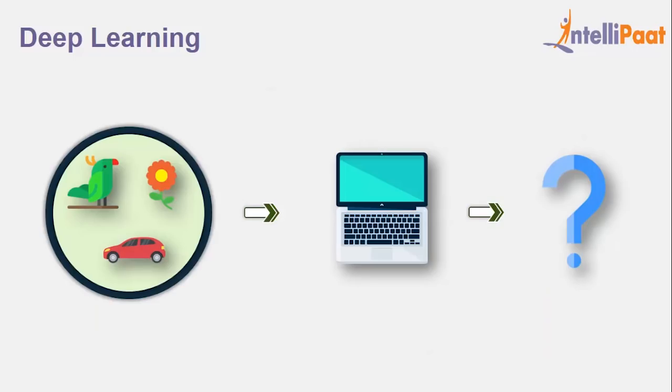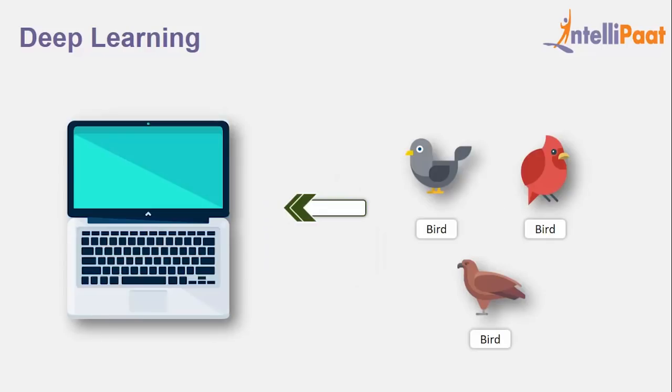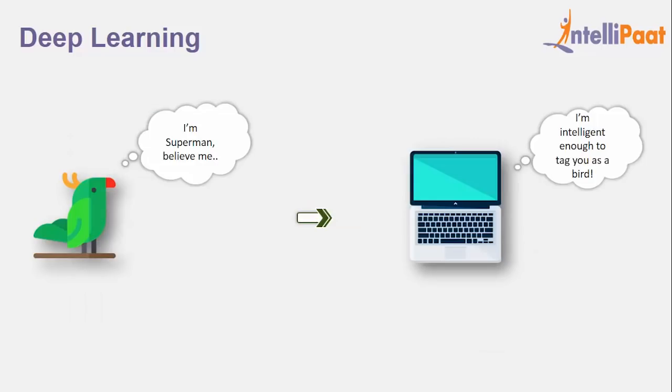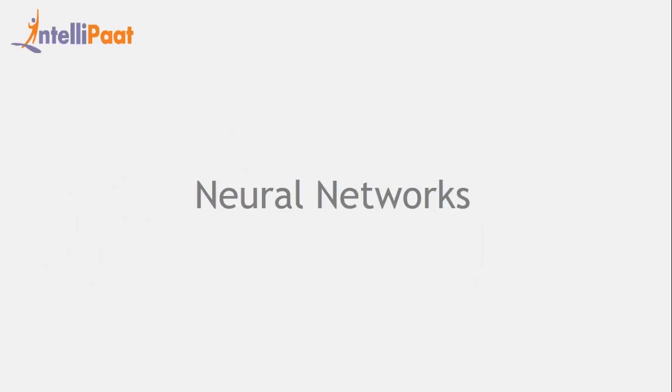But what about a machine? What if I feed the same set of three objects to a machine? Will it be able to identify which of these is a bird? So this is where deep learning comes in. The machine will be fed numerous images of birds so that it learns all the features associated with the bird, and this is nothing but learning by example. So when the machine is fed an image of a new bird, it is intelligent enough to tag it as a bird on the basis of all the learning it has done. And this is how deep learning works. Now it's time to learn neural networks.